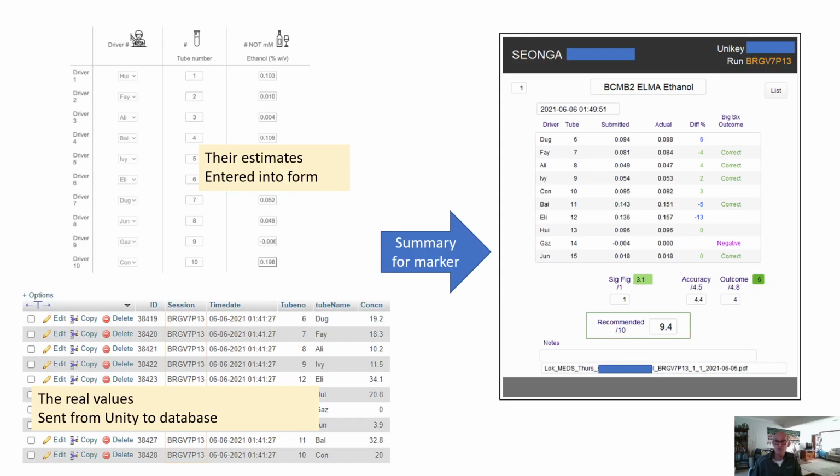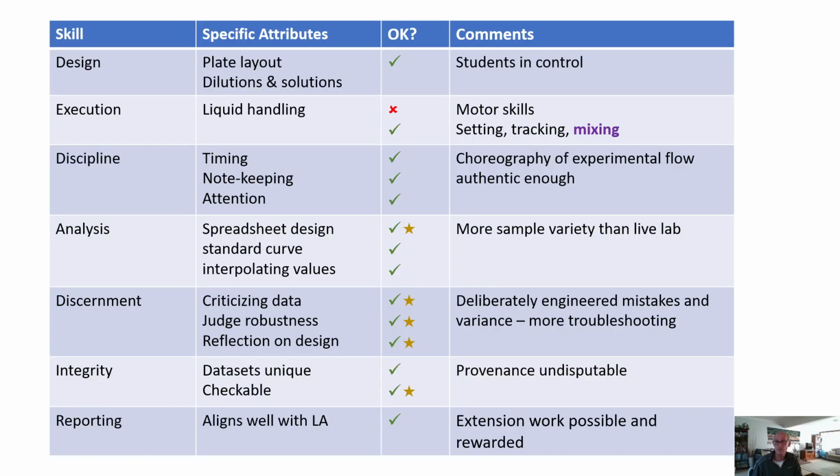The other thing that's possible with this is that you can compute a mark because the students can type in their estimates and that can be cross-referenced with what the computer generated. And so a large part of this can actually be automatically marked.